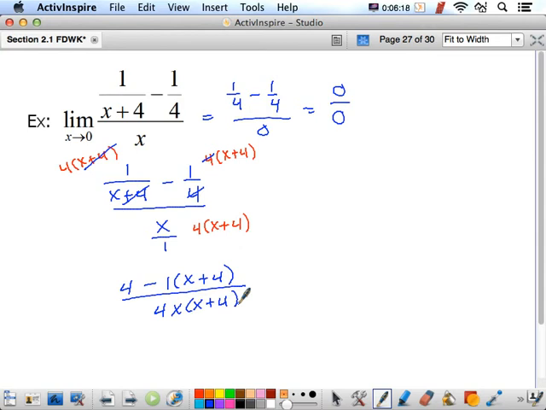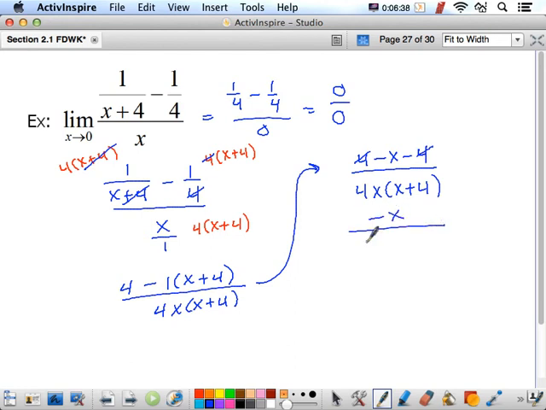Let's see what happens on top when I distribute this minus sign here. This is 4 minus x minus 4 all over 4 times x plus 4. So the 4's make 0, and I'm left with negative x over 4x times x plus 4. And look at that. What happens to the x's? They're gone. They cancel. So my new function is negative 1 over 4 times x plus 4. We'll talk back through it in just a second. So there's my new function.